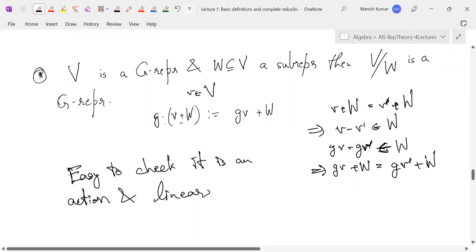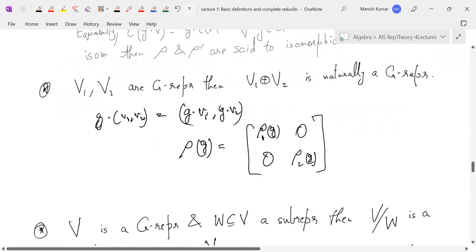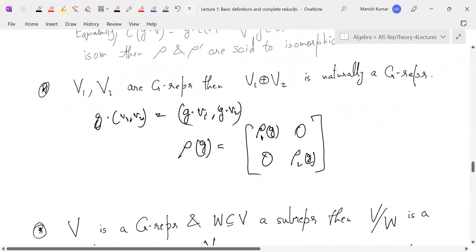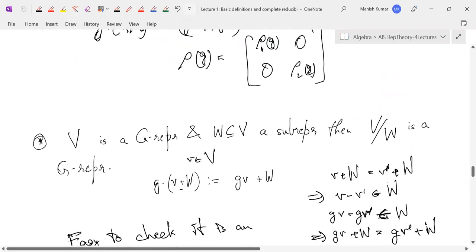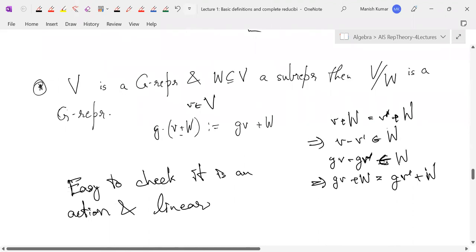But here, giving the matrix is a bit tricky, yeah? Because if I give you a basis of V, there's no natural way to construct a basis of V mod W. Here we could give one because there was a natural basis for V1 plus V2, if you give a basis of V1 and a basis of V2. But that's not true for V mod W. So that's why it's a bit tricky to write down.